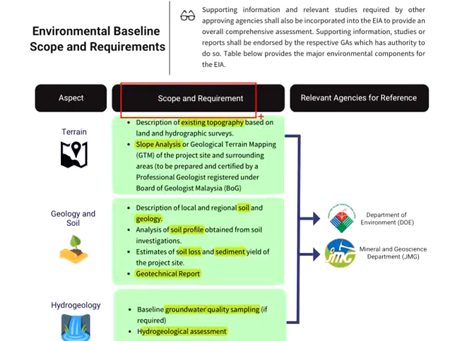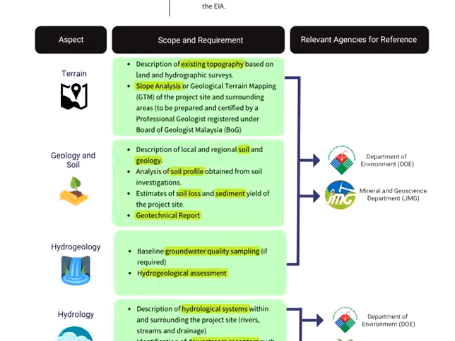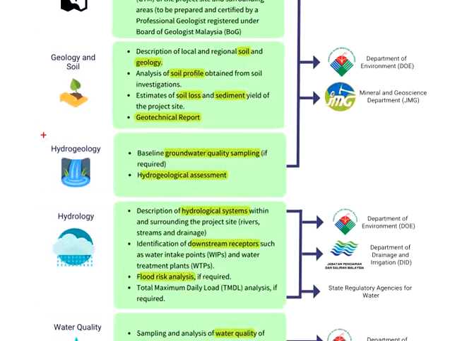The scopes and requirements as well as relevant agencies for references. It may involve the terrain, where there should be descriptions of the existing topography based on the land and hydrographic surveys, slope analysis, and then geology and soil, looking into the soil and geology conditions, analysis of the soil profile as obtained from the soil investigations, estimations of the soil loss and sediment yield due to the project site, and the geotechnical report.